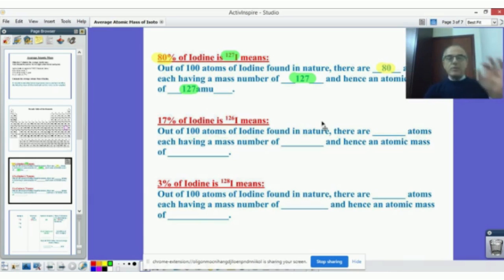If we understand the meaning of 80% of iodine, I-127, then we are able to do the same for 17% of iodine, I-126. What does it mean? Out of 100 atoms of iodine found in nature, there are 17 atoms, each having a mass number of 126 and hence an atomic mass of 126 AMU.